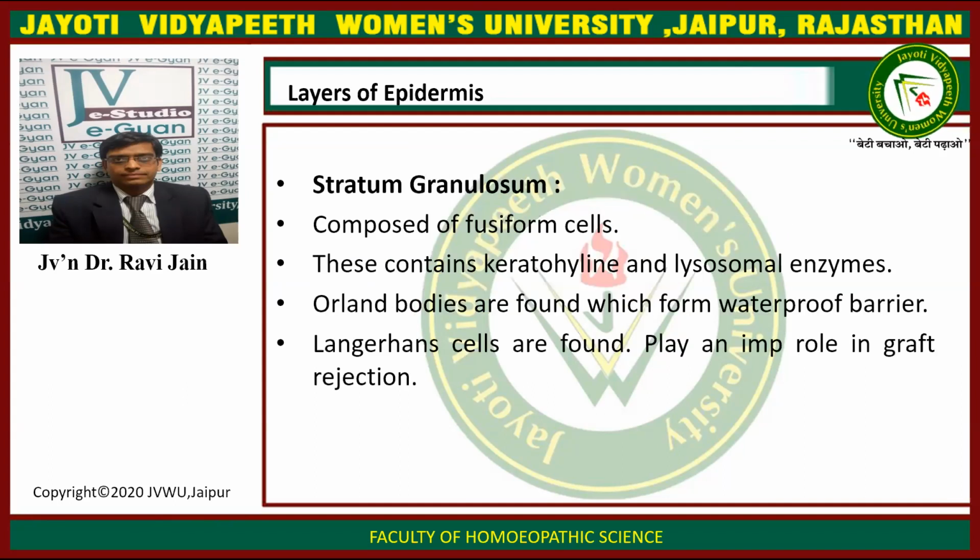Next we have stratum granulosum. The stratum granulosum is composed of fusiform cells. These contain keratohyalin and lysosomal enzymes. There are Odland bodies, which form the waterproof barrier. Various Langerhans cells are found, and they play an important role in graft rejection.